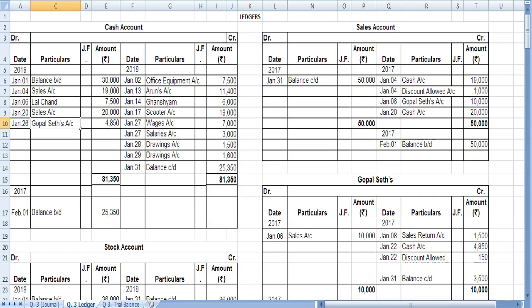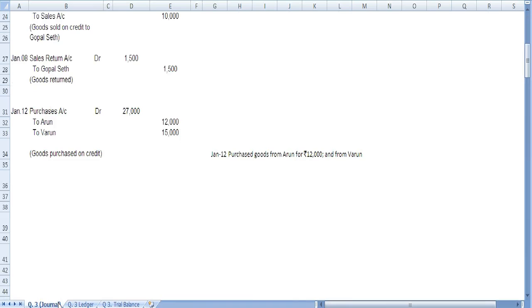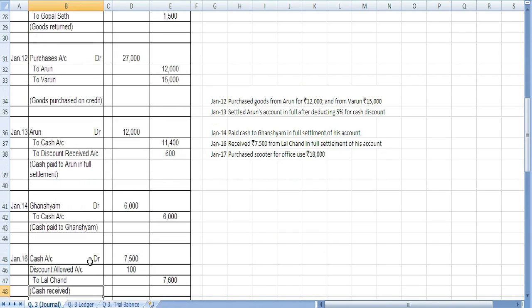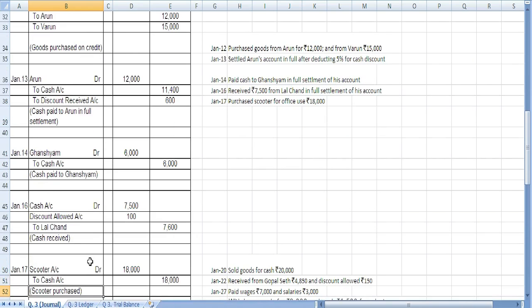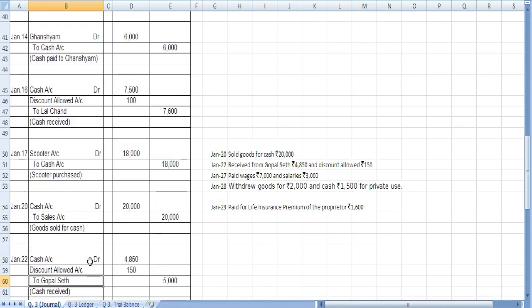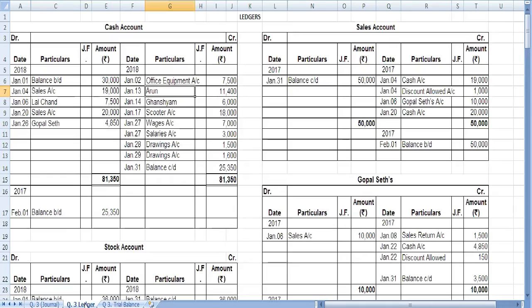So I hope you have understood how to post each of these in the ledger. Complete the journal, and after that post it into the ledger. The remaining journals you can post yourself. When you do it in your copy, you will understand how to do it. So this is the journal, and slowly I will show you the ledger.